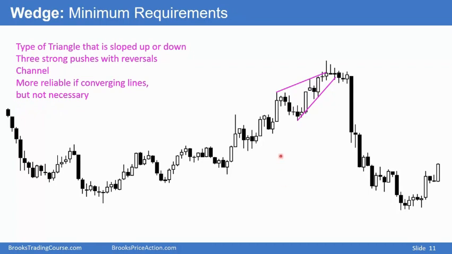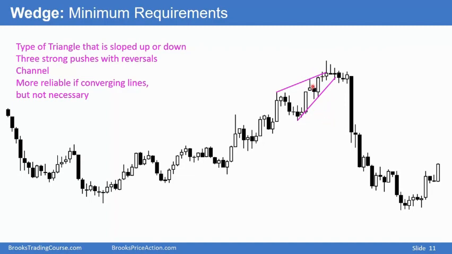Remember, a wedge is simply a triangle that is sloped up or down. And a triangle has three pushes up or down. As soon as I see three pushes here up, one, pullback, two, pullback, three, I think this might be a wedge top. And higher probability of a reversal if the lines are converging as they are here.